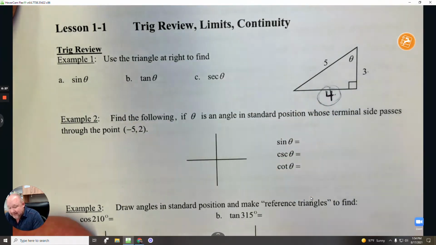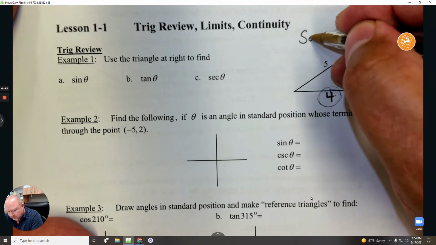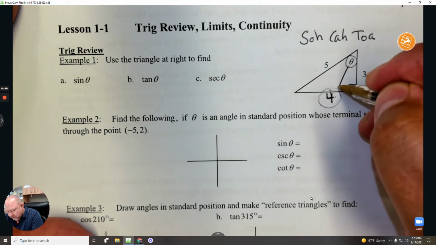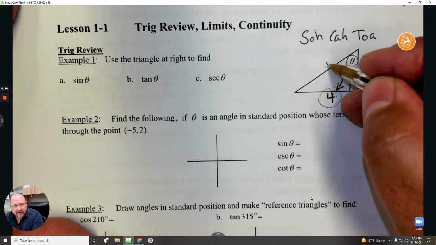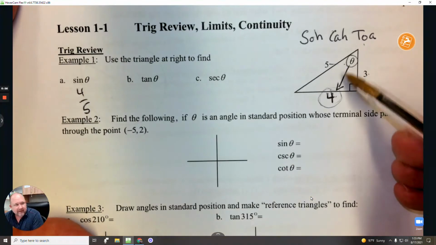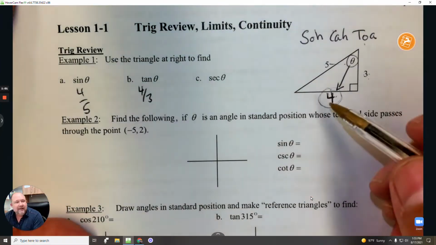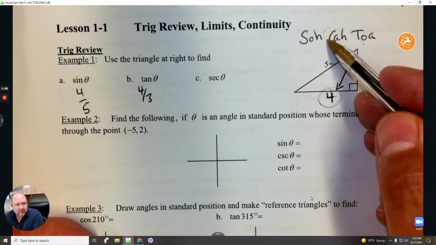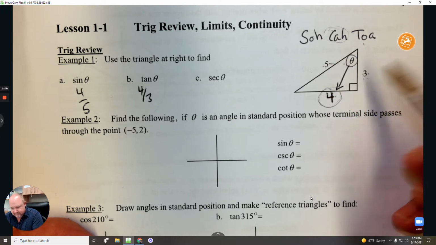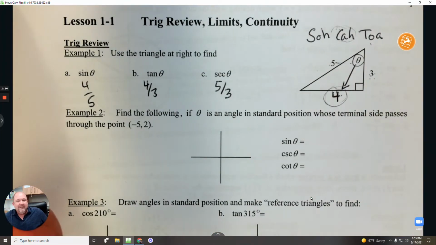Next, what's the definition of sine theta? Well, let's find where theta is. Sine, and we can write this out, SOHCAHTOA. So sine is opposite over hypotenuse. So that'd be 4 over 5. Tangent is opposite over adjacent. That's 4/3. Secant is the reciprocal of cosine, so it is hypotenuse over adjacent. 5/3. Little SOHCAHTOA review.